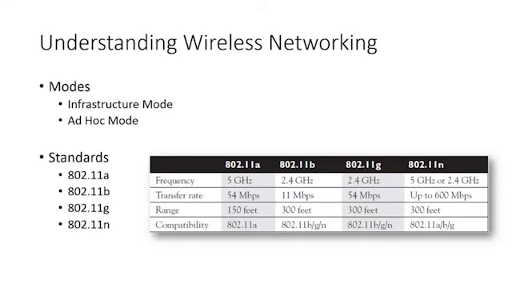So let's switch gears a little bit and talk about wireless and understanding wireless networking. There are a couple modes that we can work in when it comes to wireless networking. We can work in infrastructure mode, and we can have an ad hoc mode. Let's talk about ad hoc mode first, since it's the shorter of the two topics. In ad hoc mode, I could set up a laptop here and a laptop here, for example, turn on my wireless card, and put it in what's known as ad hoc mode.